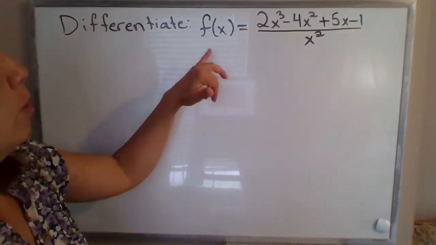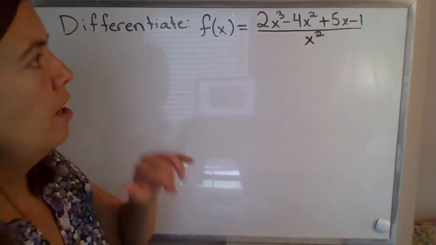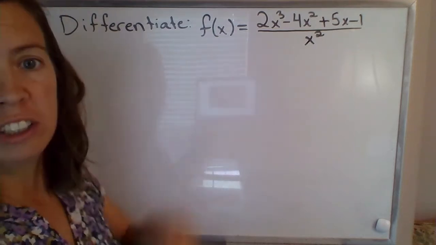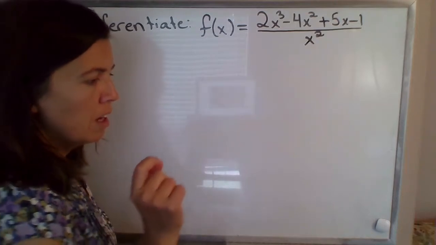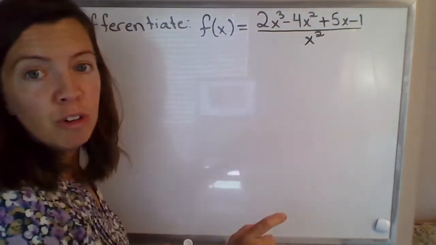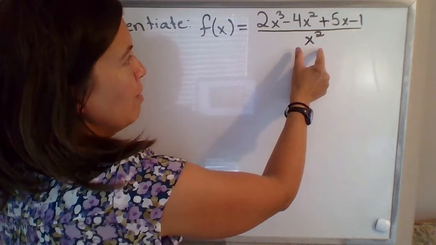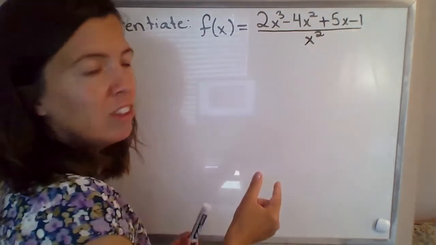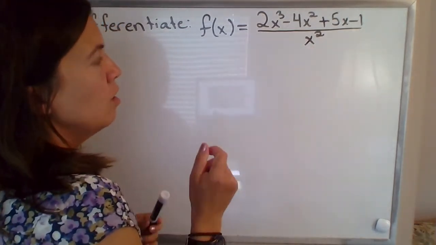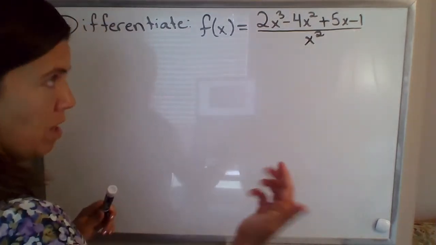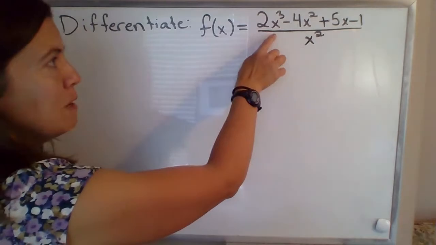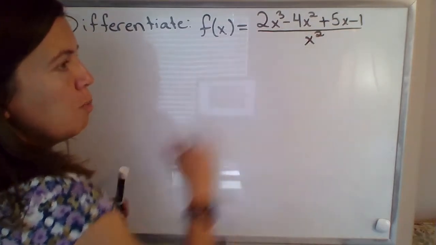So in this example, you're asked to differentiate a rational function here. Now I want to solve this a couple of different ways. Let me first take the most efficient route. When we've got a single term in the denominator like this, the most efficient way to approach this problem, in my point of view anyway, would be to divide each part of the numerator by x squared there in the denominator.